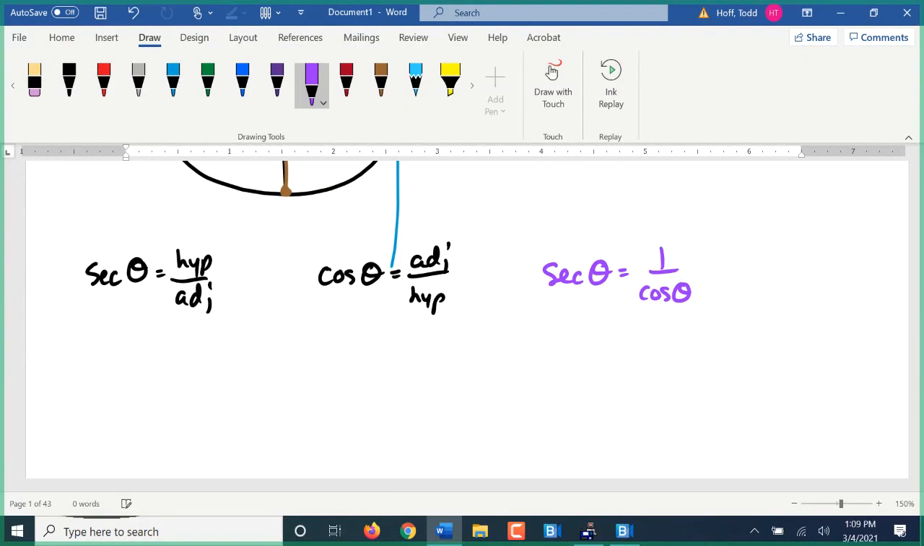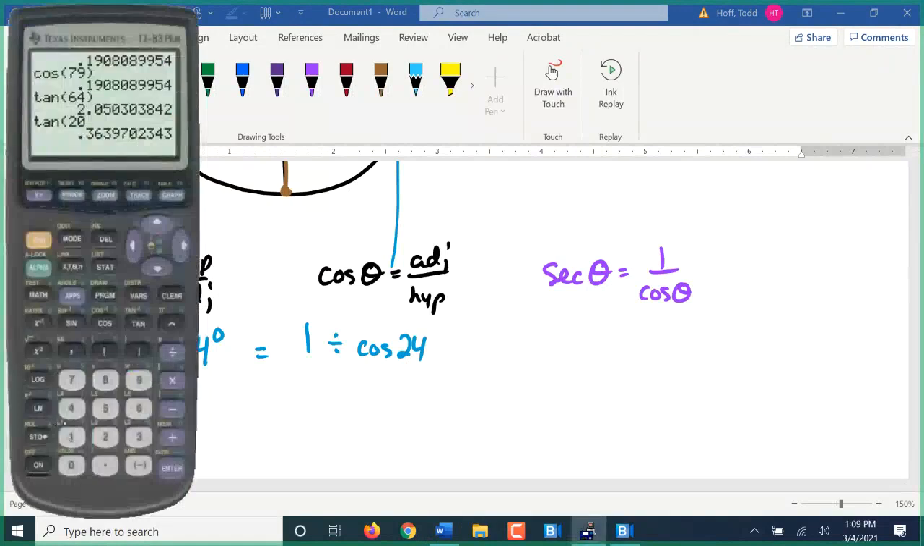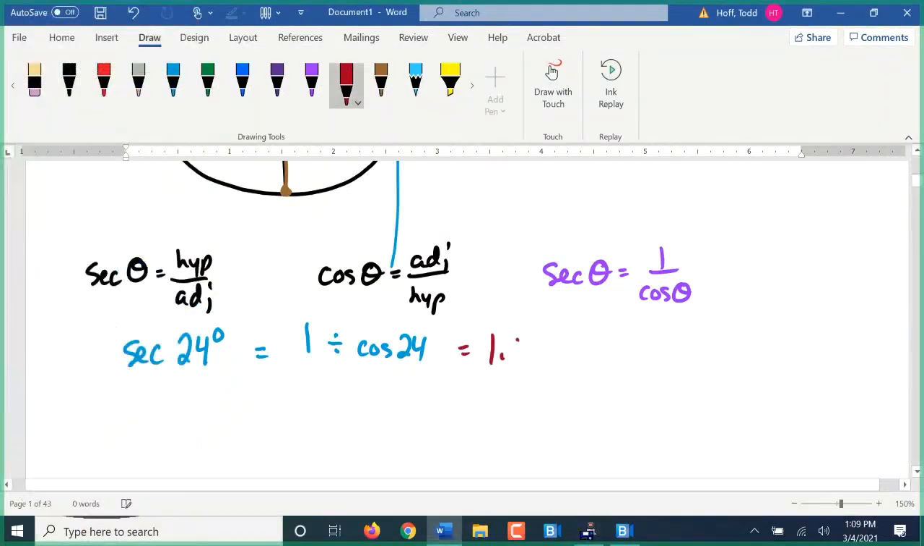So if I want to find the secant of 24 degrees, what I can do is 1 divided by the cosine of 24. So on my calculator, I can type in 1 divided by cosine 24. That is the secant. 1.095 is what that'll round to.